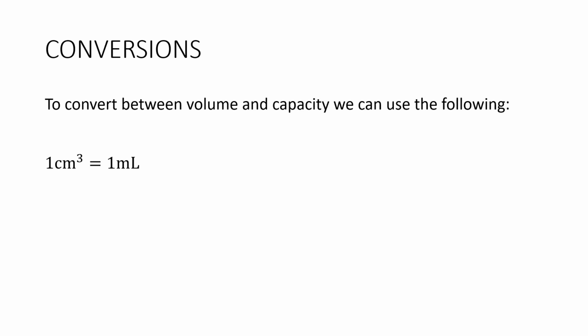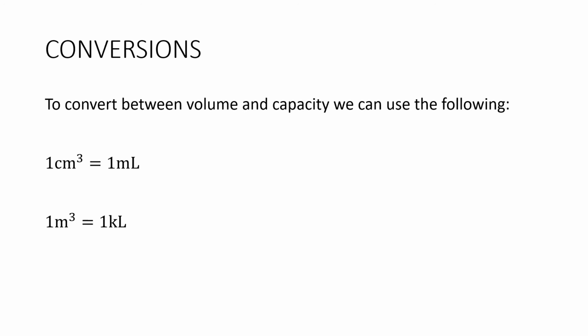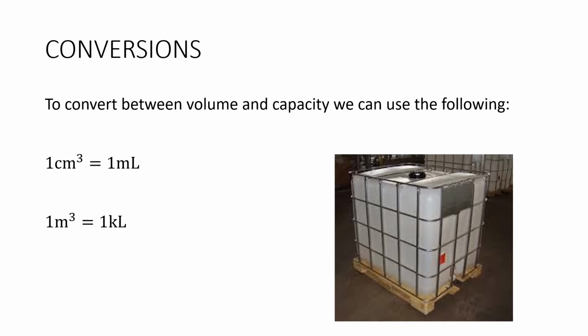Here's the first one. 1 centimetre cubed is equal to 1 mil. The way to remember it is, remember those little centre cubes you played with in primary school? If you hollowed one of those out, it would hold 1 mil of water. And the other conversion is 1 metre cubed is equal to 1 kilolitre, or 1,000 litres. This is a kilolitre here. Can you see it is 1 metre by 1 metre by 1 metre. It would hold 1,000 litres of water inside there.